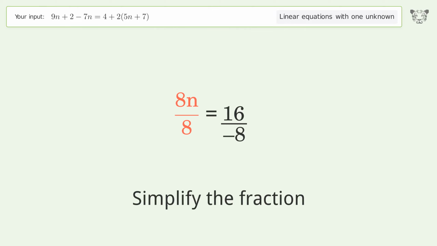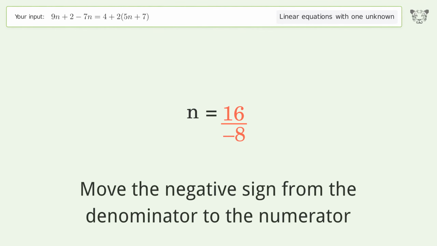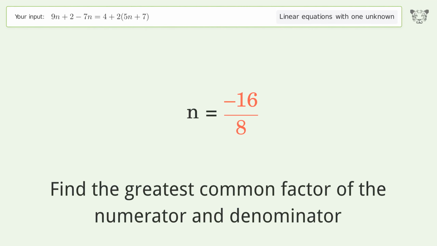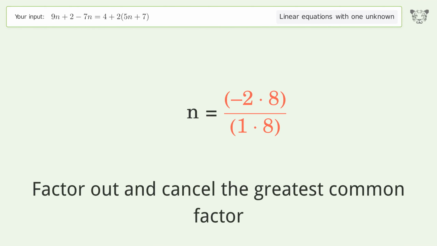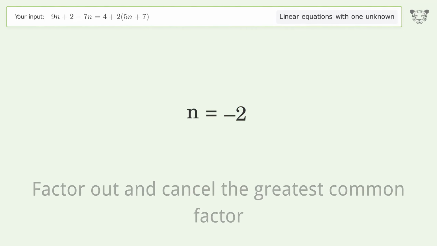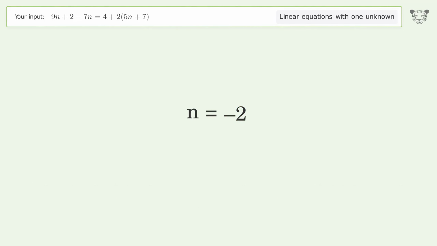Simplify the fraction. Move the negative sign from the denominator to the numerator. Find the greatest common factor of the numerator and denominator. Factor out and cancel the greatest common factor. And so the final result is n equals -2.